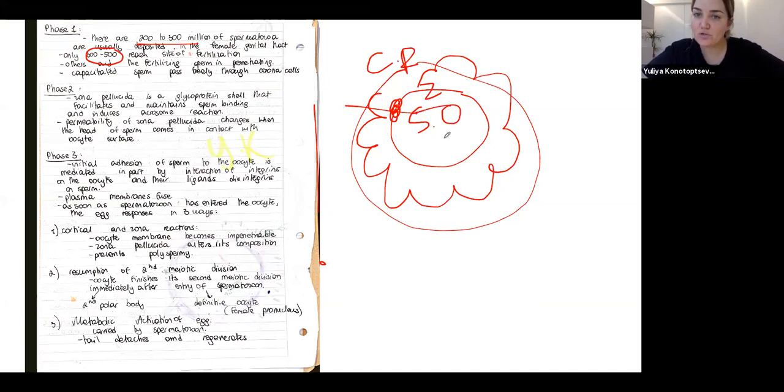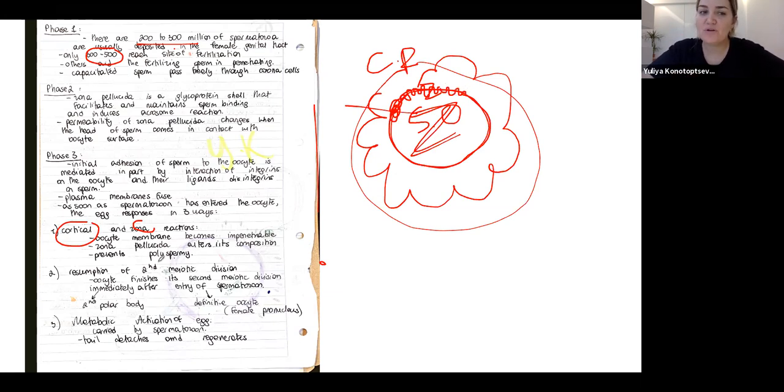Once zygote is made, zona pellucida changes its composition. It's going to undergo cortical and zona reactions. You're going to see that the zona pellucida starts to really stiffen. It starts to become harder. There's some kind of conformational change in the proteins here. As a result, it becomes harder.